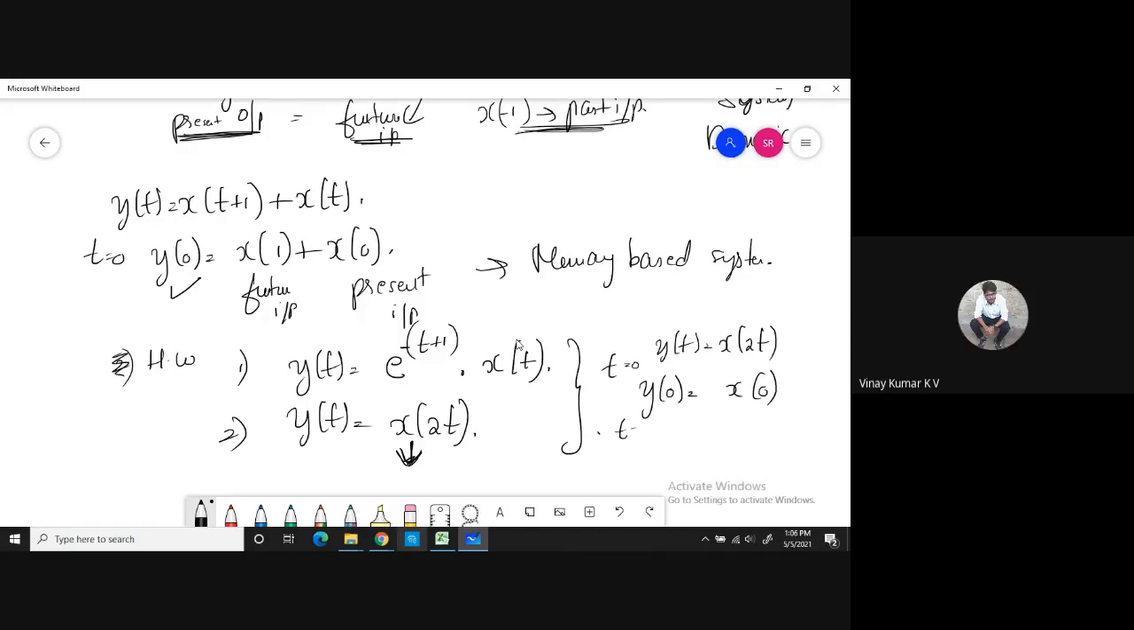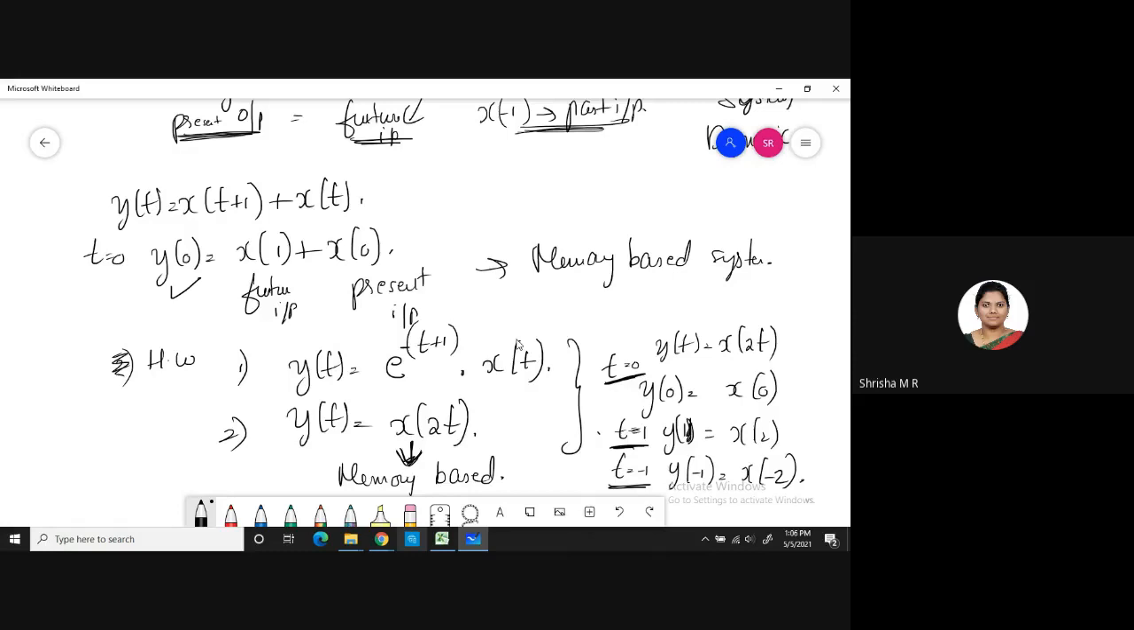If t is equal to 1, y of 1 is equal to x of 2. Correct? If t is equal to minus 1, y of minus 1 is equal to x of minus 2. So it's a memory based system. Got it? Don't judge by only taking t is equal to 0. You have to take t is equal to 1 and t is equal to minus 1 also. Is it clear, everyone? Yes, ma'am.